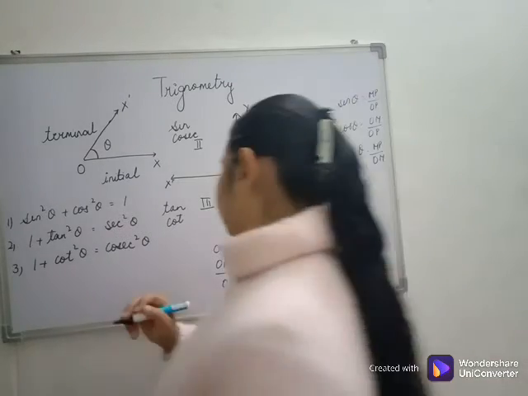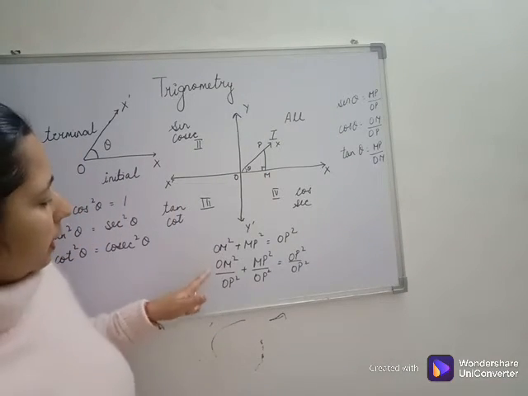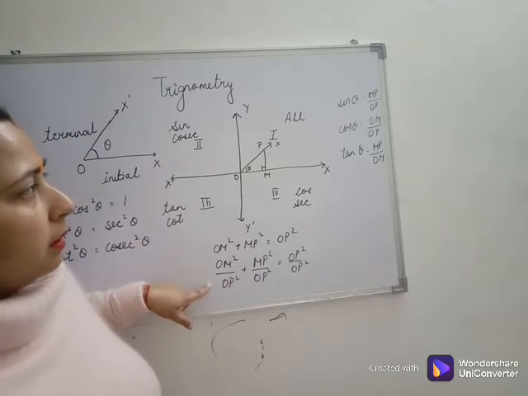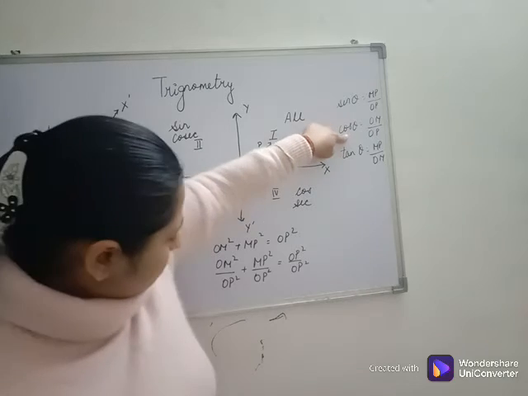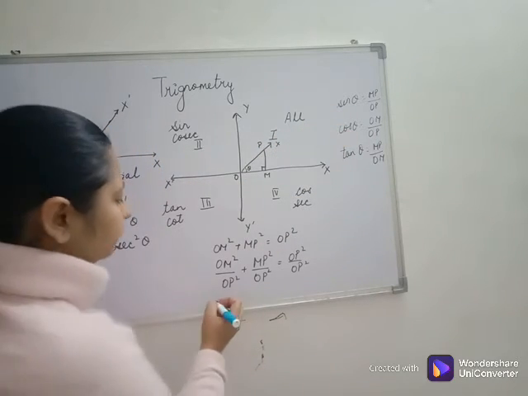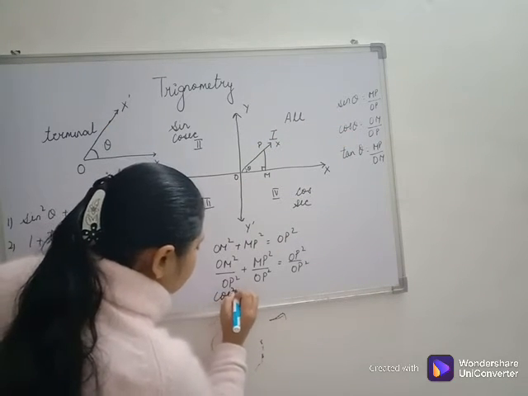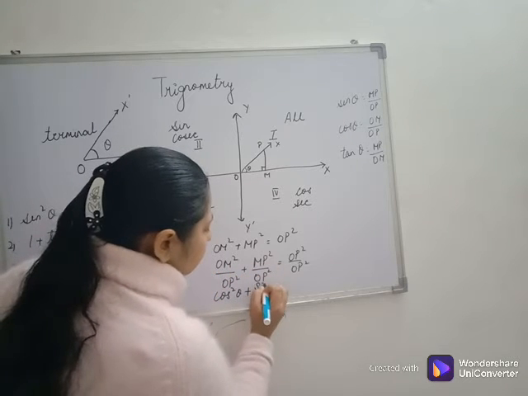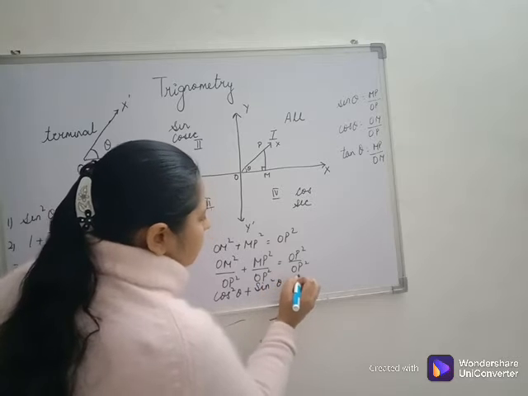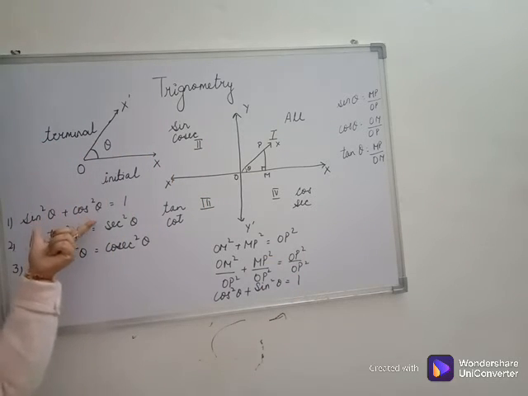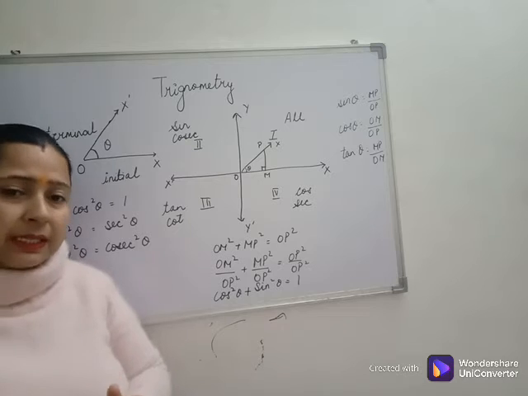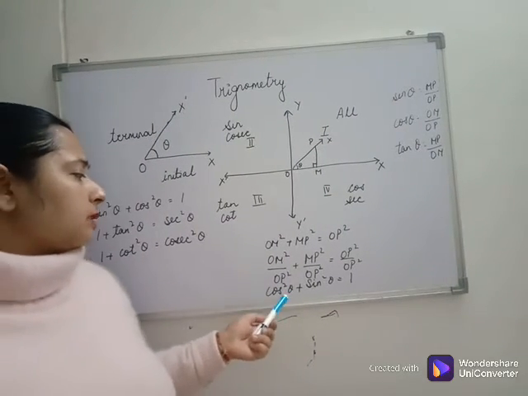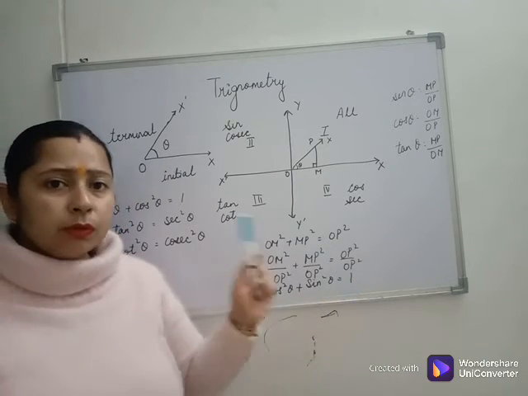Now let's solve this one over here. I have OM square by OP square plus MP square by OP square. OM by OP, this you have your cos theta. This becomes cos square theta plus MP square by OP square is sin square theta. And this comes out to be 1. Our first identity is proved, isn't it? Now I have this thing proved. Now you get it as cos square theta plus sin square theta is equal to 1.